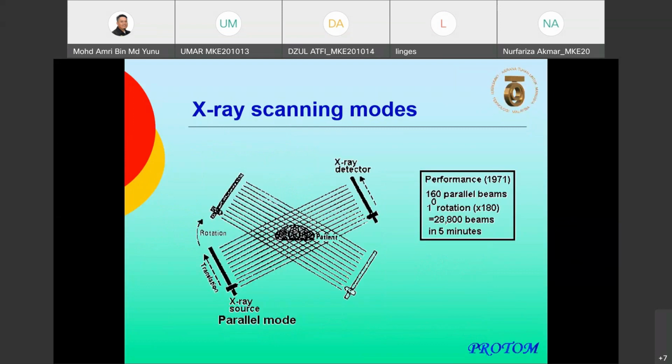So the scanning is done by taking a set of measurements at different angles. They have many angles, from 0 to 180 degrees, and at every angle it will do a multi-translational scanning, let's say from 1 to 32 locations.